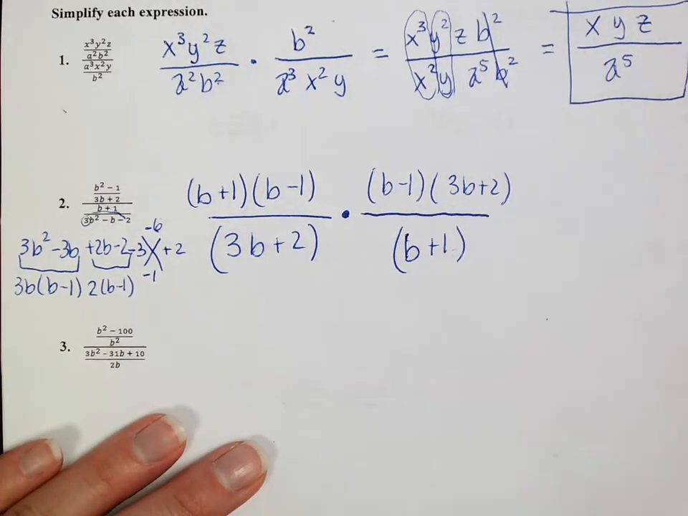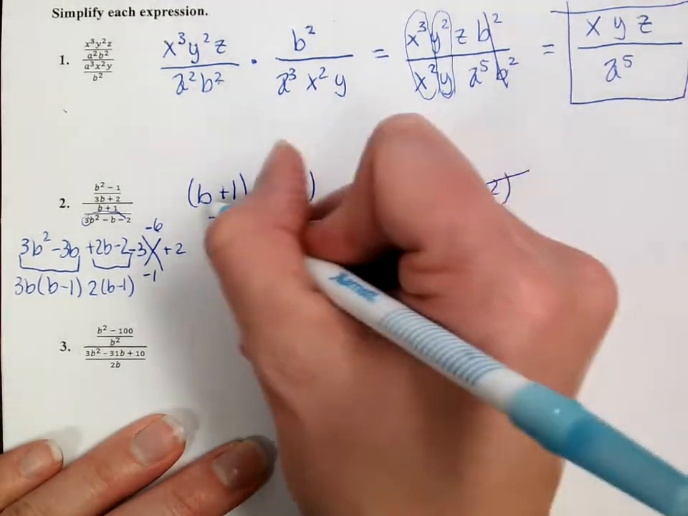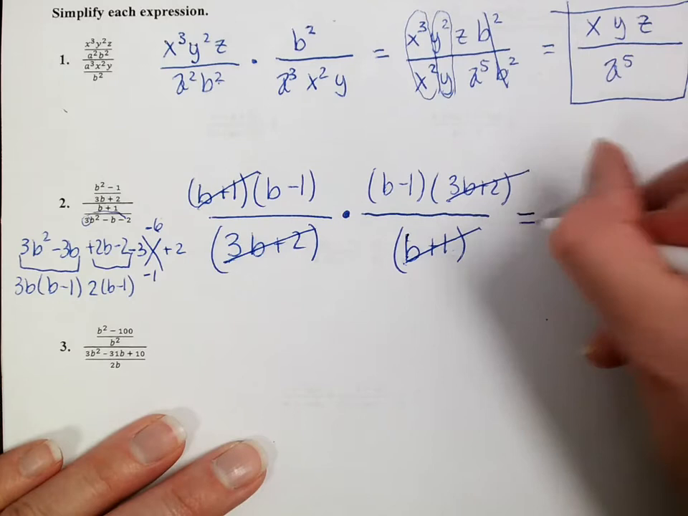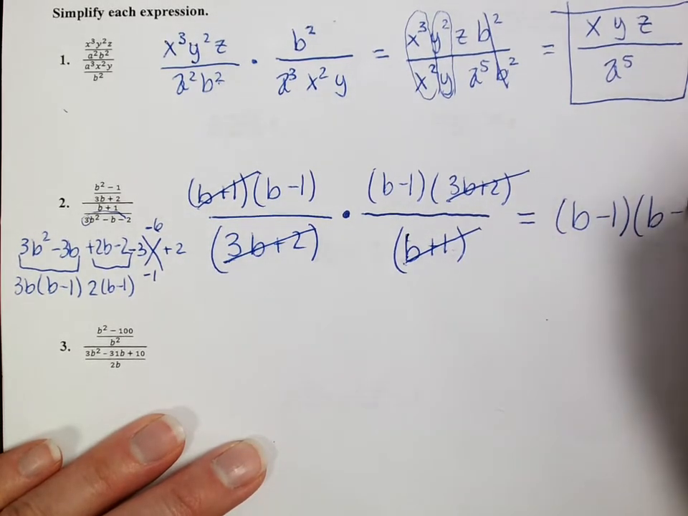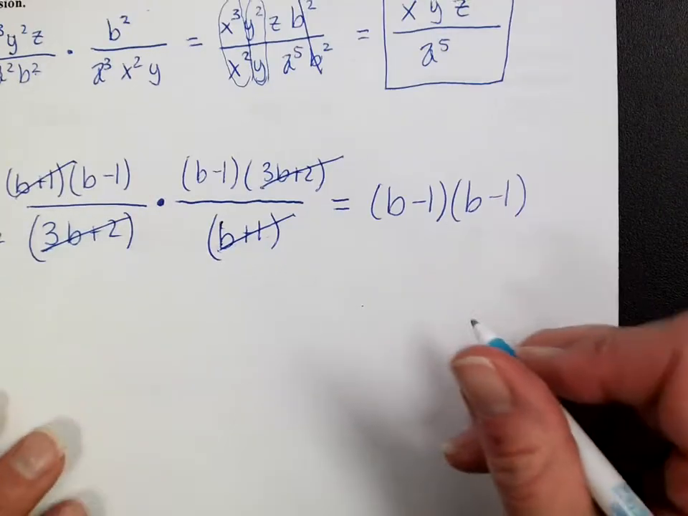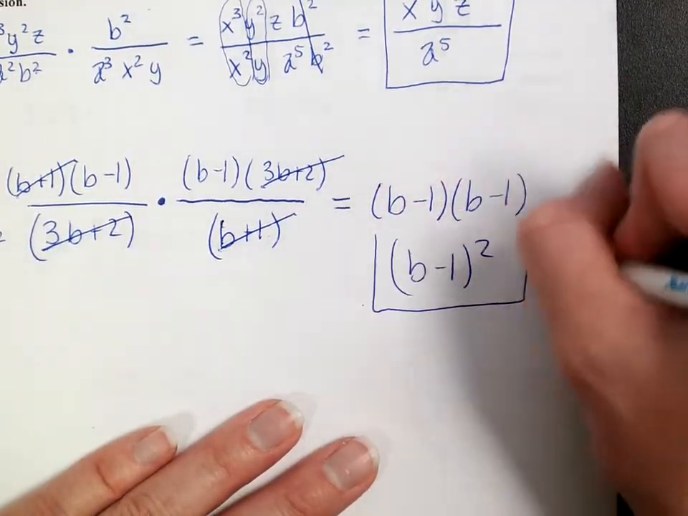Now again, I can look to simplify anything. My 3b plus 2's cancel. My b plus 1's cancel. I'm just left with two b minus 1's on top, which you can leave as either b minus 1 times b minus 1, or you can just say that that's b minus 1 squared. Either one of those answers.